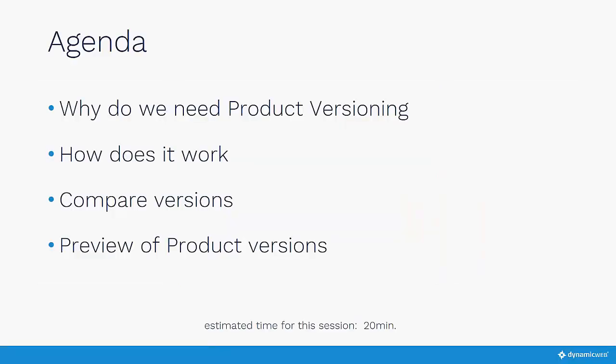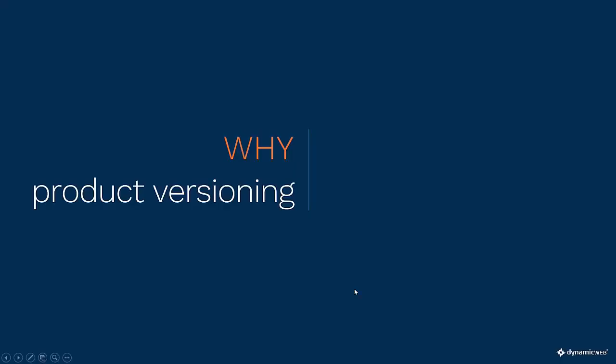The agenda for today is why do we need product versioning, how does it work, how can we compare versions, and finally we can preview the product versioning in live preview. Today's session explaining the product versioning, new functionality in 9.4, I estimated to be 20 minutes. So let's start. Why do we need product versioning?